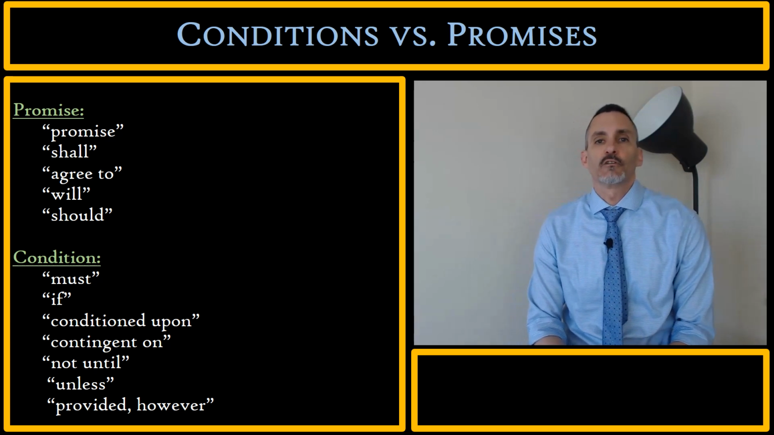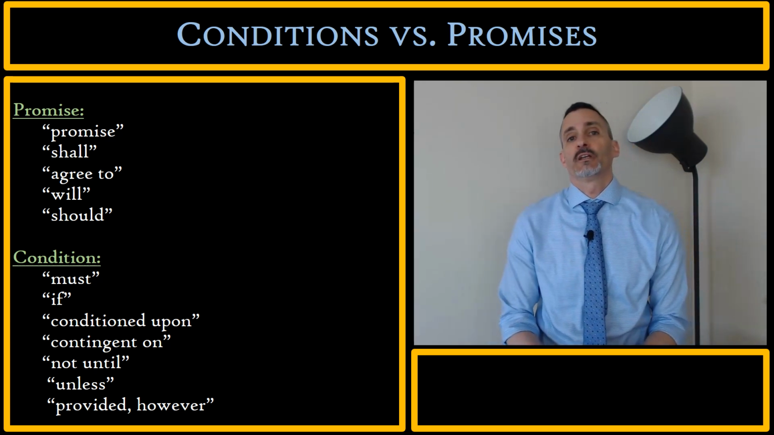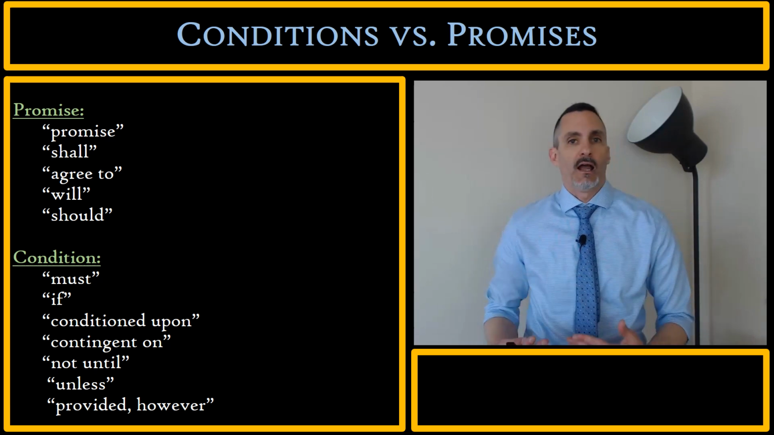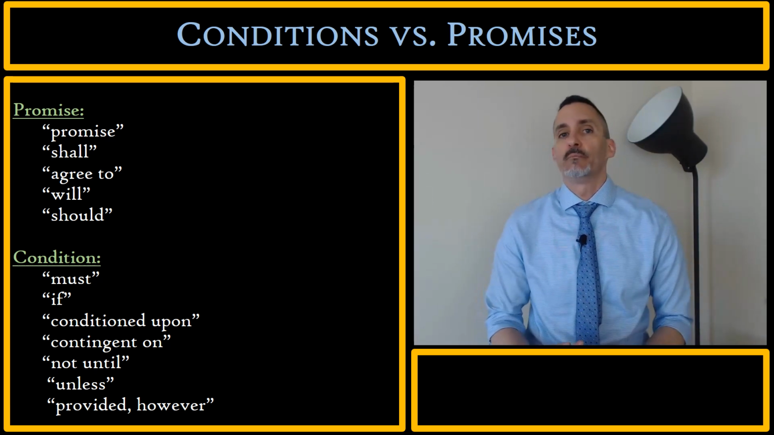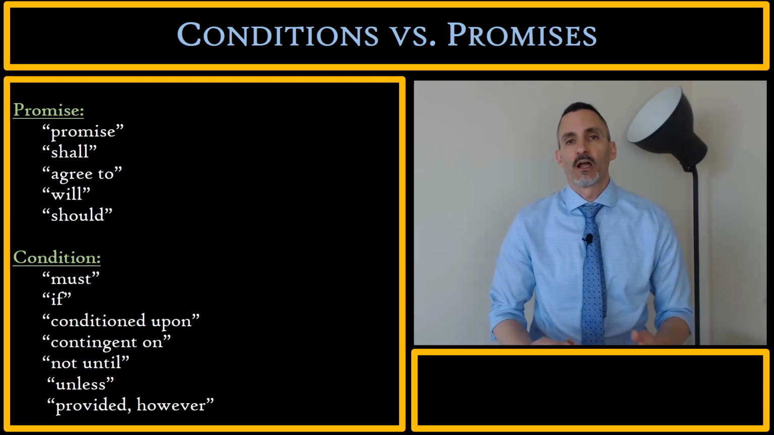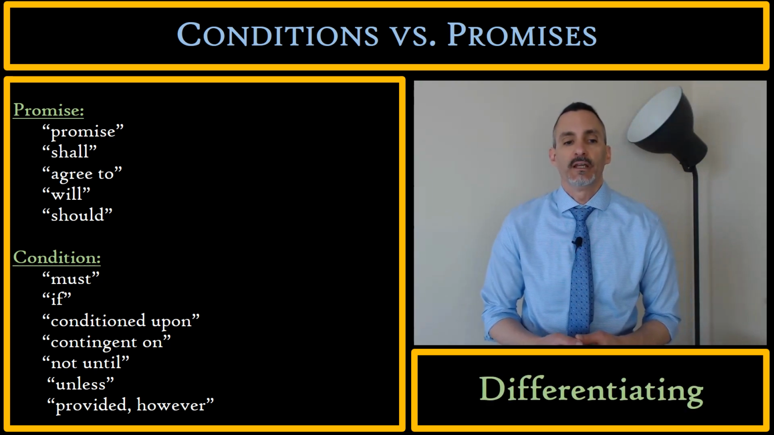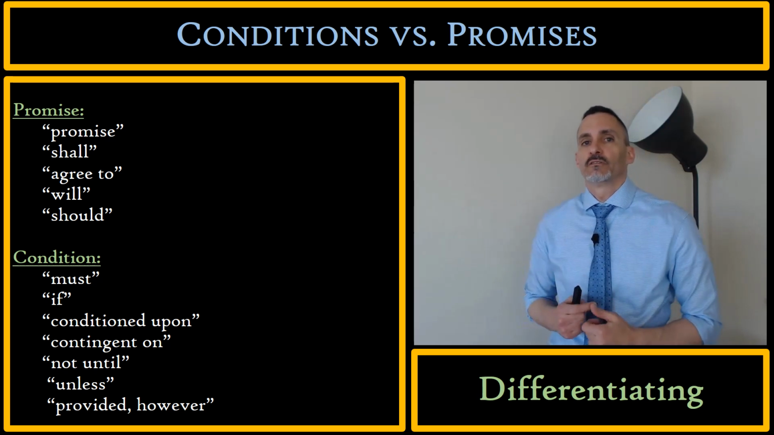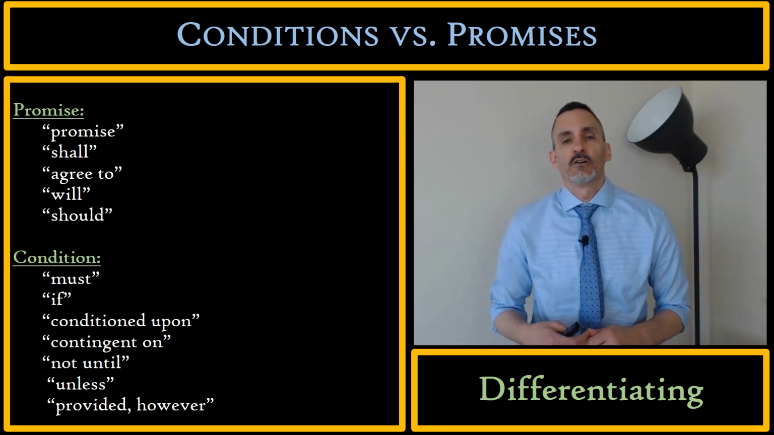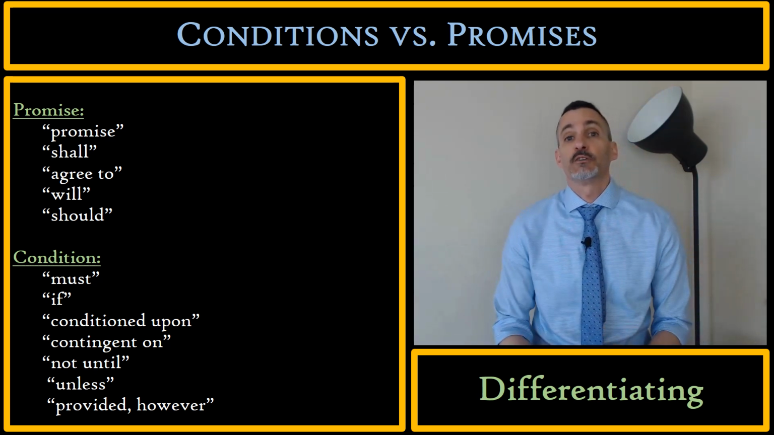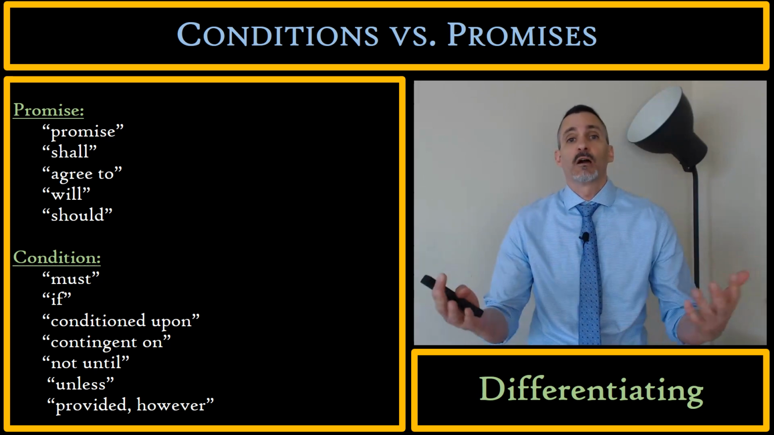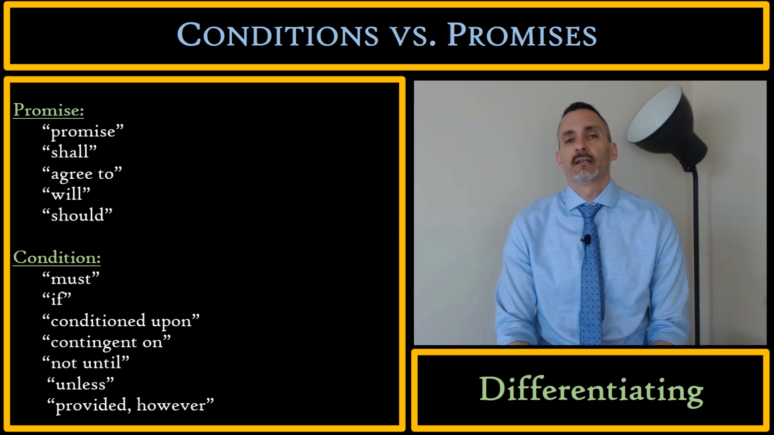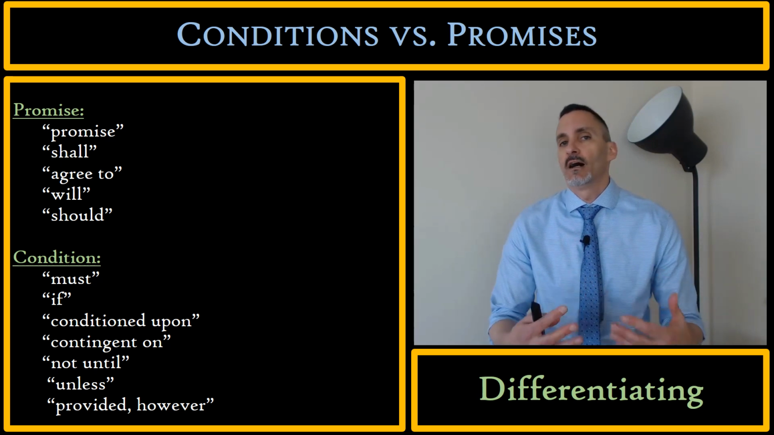All right, let's look at some language we might use in a contract to signal to the reader and to the court that we're either trying to draft a promise or we're trying to draft an express condition. So first, let's look at the words that we might use to indicate that we are drafting a promise. Naturally, we might use the word promise. I promise to do something. Party A promises to do something. Clearly, that is going to be a promise.